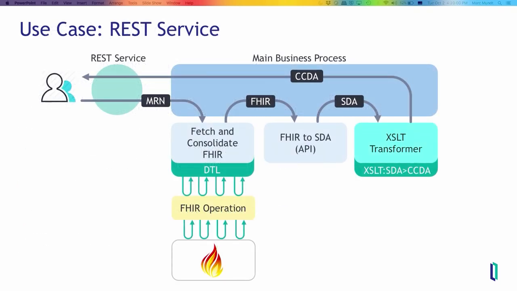Okay, so this is just a quick look at what our solution looks like. We have our user over here, which is actually not going to be a user, it's probably going to be a requesting system. But they're going to send an HTTP request through our RESTful service, which contains the MRN. Now this blue box at the top is our main BPL business process, which is orchestrating everything. We'll see that business process in a minute. It's actually much simpler than it looks on the screen here.